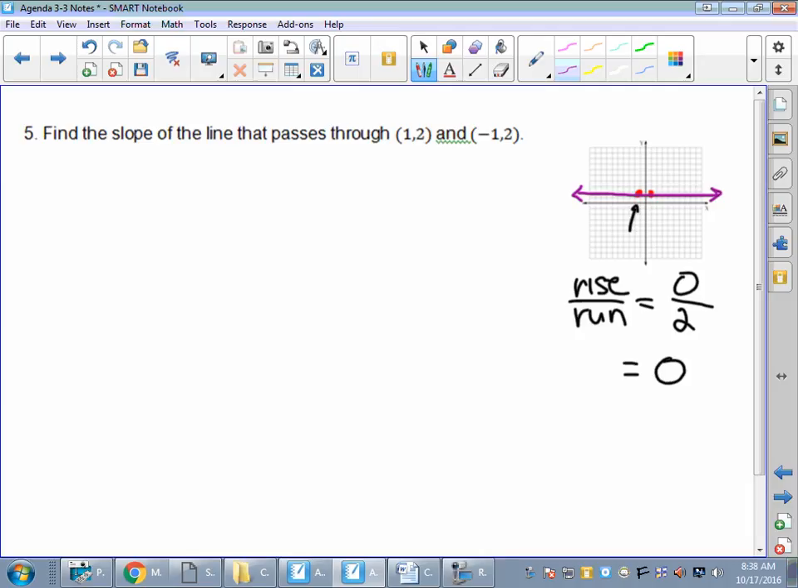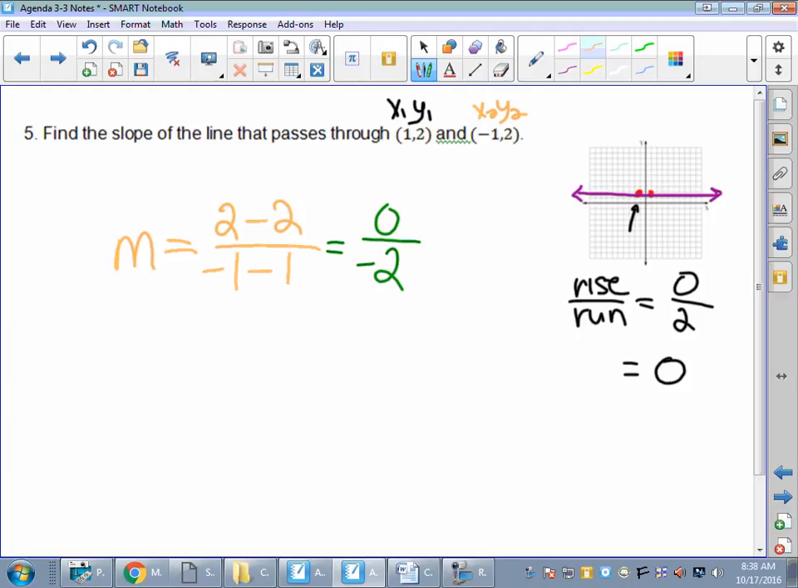If I'm going to use the formula, x and y, that's my first point. X and y, that's my second point. So y2 minus y1, 2 minus 2, over -1 minus 1. Notice this time I get a 0 over -2. It doesn't matter what you put into your calculator, 0 divided by 2, 0 divided by -2, it's still going to be 0. Because I don't care if I'm running 2, 7, or 1,000, I just know that I'm not rising at all. So 0 for my slope. Make yourself a note: 0 slope is a horizontal line.